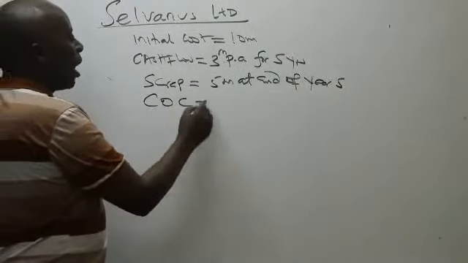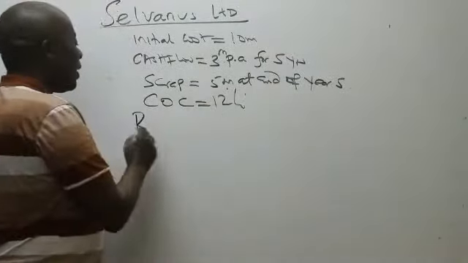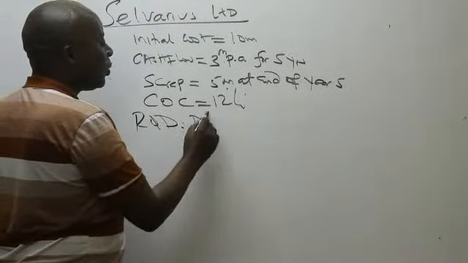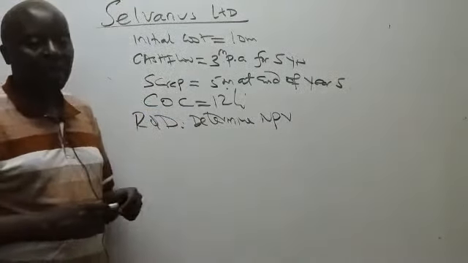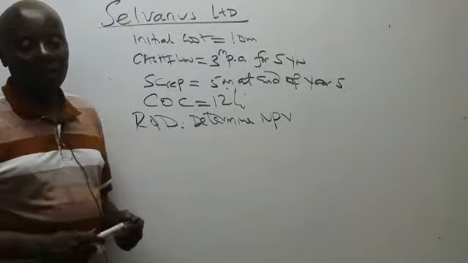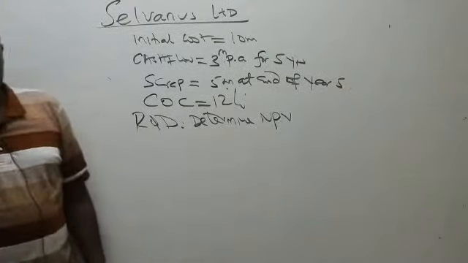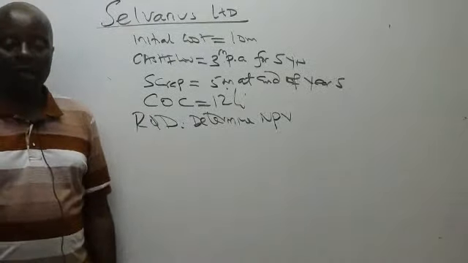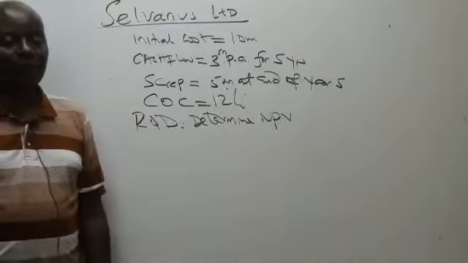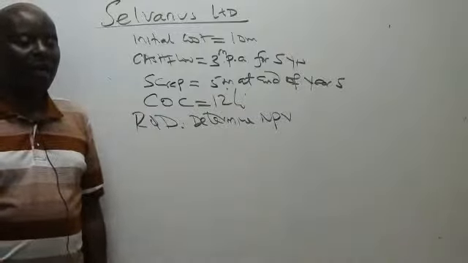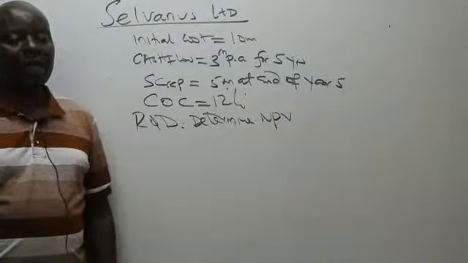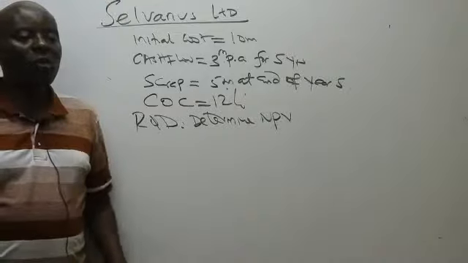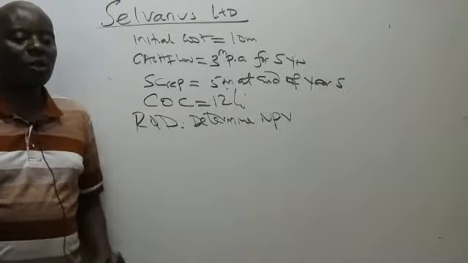And then we have the cost of capital this time round is 12%. We are required to determine Silvanus's net present value. This is interesting, and there are not many people who will be able to get this question correctly.